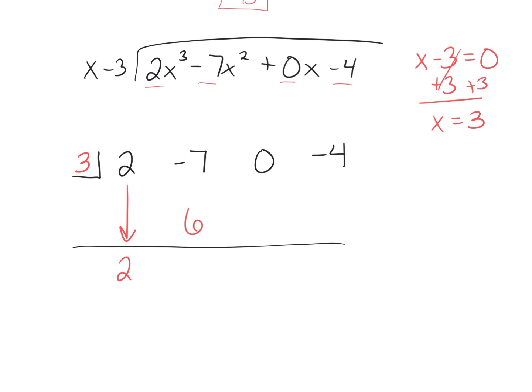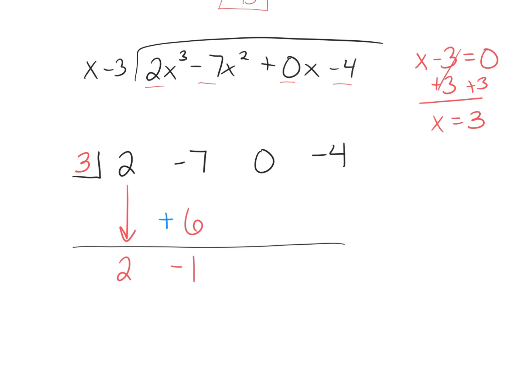6. Now what's a little different, in long division we were subtracting, right? In synthetic division, we are going to add these terms. So I'm going to take -7 plus 6. What's -7 plus 6? -1. Okay. Now I'm going to do that whole process over again until I get my remainder.